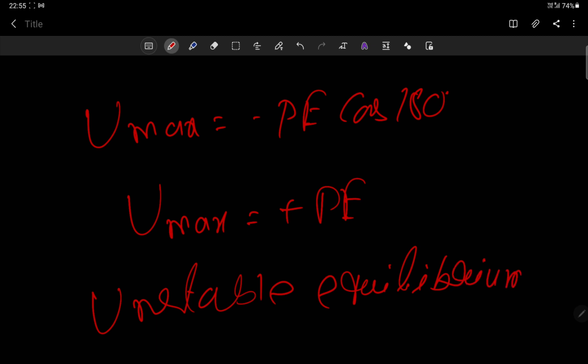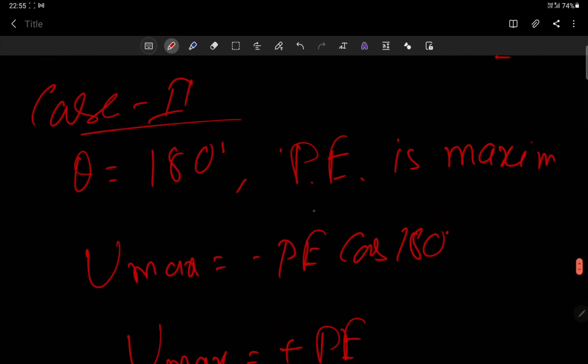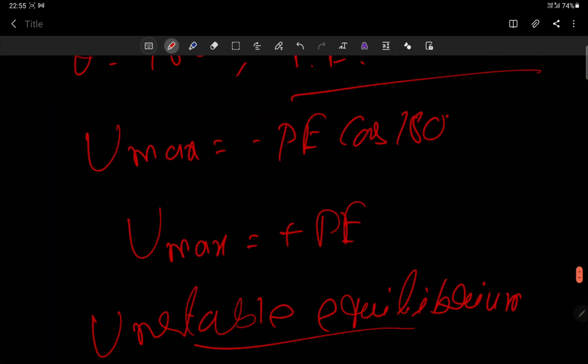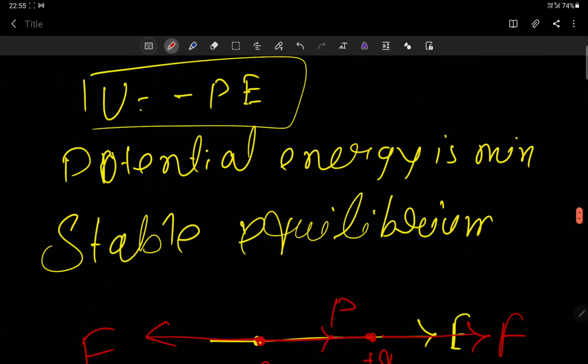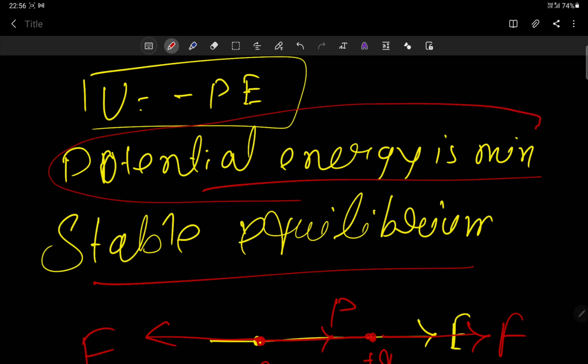Let me remind you again. When the potential energy is maximum, the dipole is in unstable equilibrium. When the potential energy is minimum, the dipole is in stable equilibrium. You can understand it this way: if you have high energy, you can go anywhere, you can jump anywhere, so your condition is unstable. But when you have low energy, when the potential energy is minimum, you cannot jump or go anywhere, so your condition is stable.